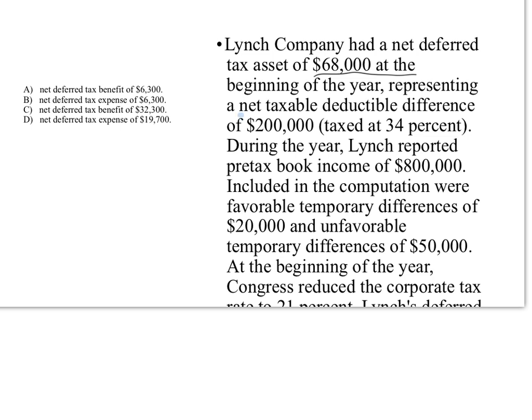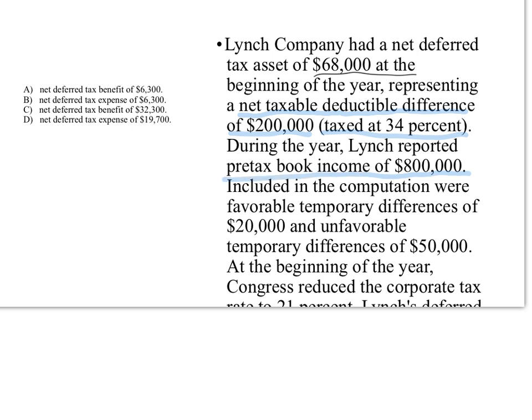Representing a net taxable deductible difference of $200,000 taxed at 34%. So this is exactly the situation that happened when the Tax Cuts and Jobs Act went into effect. We had companies that had deferred tax assets on their books at one rate, and then that statutory rate was reduced to 21%.